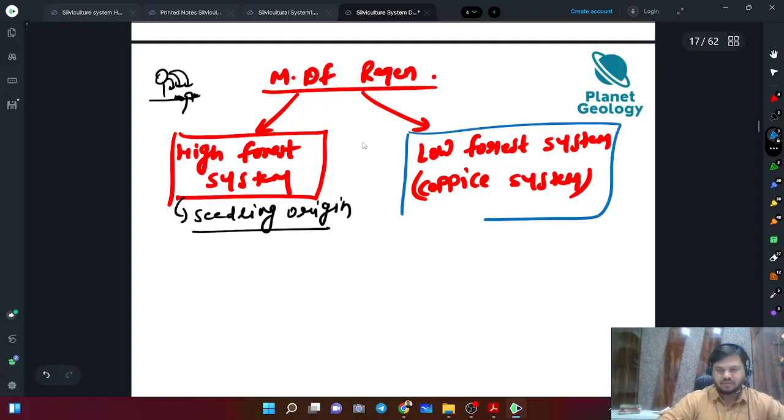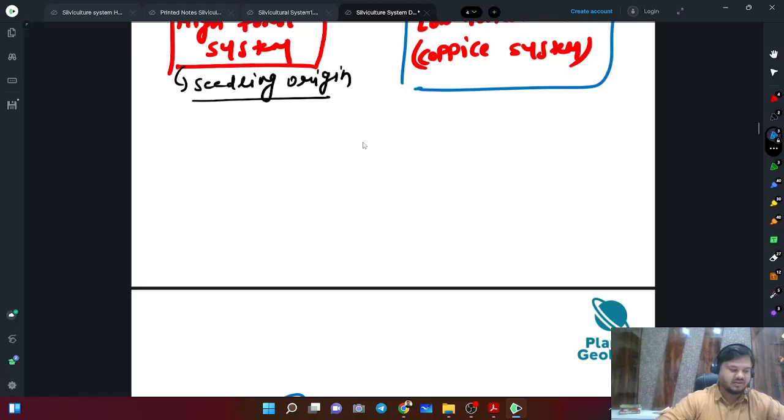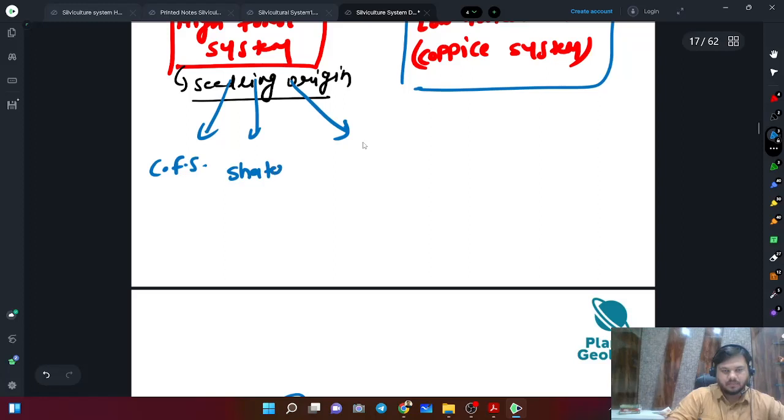So this is the most basic classification. Now these forests, on the basis of pattern of felling, are further divided into various types, right? We will go through each of them. First is clear felling system. Second one is shelterwood system, and the third one is selection system.